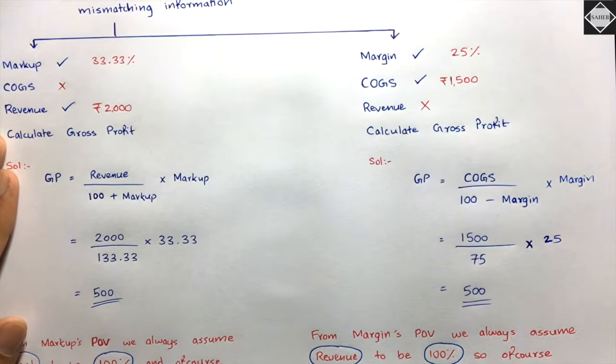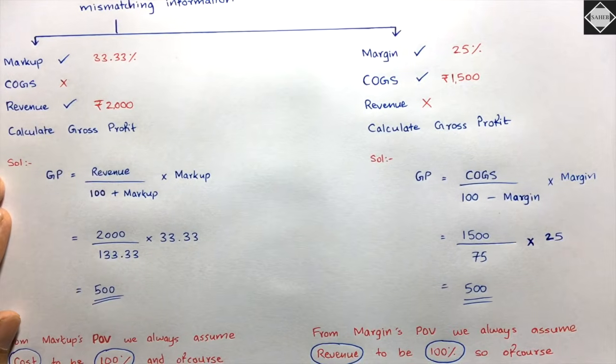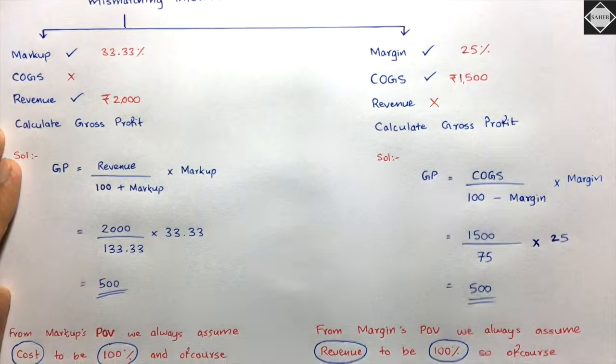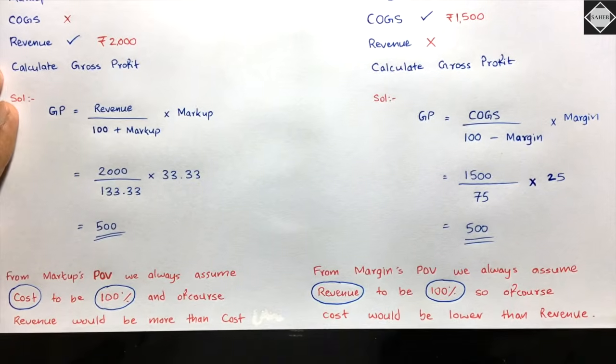So you understood this mismatch calculation. It's really simple. If you have any doubt in this, then please comment down below, or you can message me on Instagram and ask any doubt related to this.